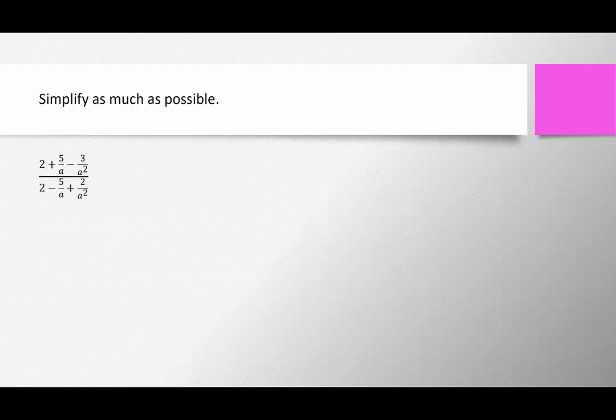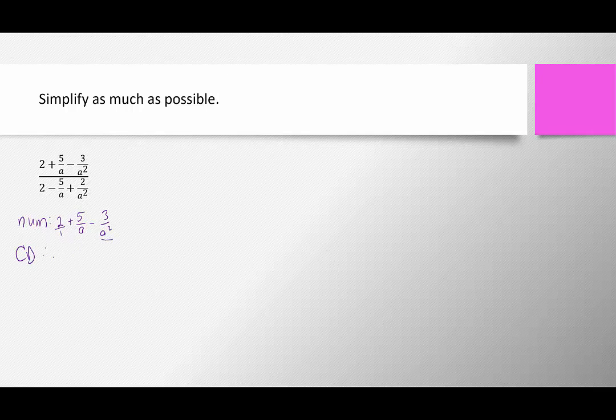Okay. In our next example, let's see what we have. The numerator I see has 3 terms, so we need to get it down to one term. So we're going to focus only on the numerator right now. In the numerator, we have 2 plus 5 over a minus 3 over a squared. If we're going to get this to one term, then we need to be able to combine these, finding the common denominator. So the common denominator, well, let's see, we have 2 over 1, a and a squared.